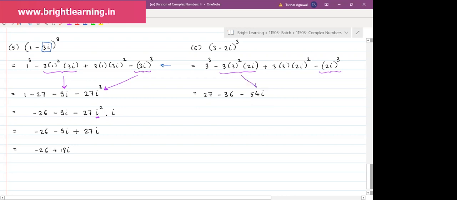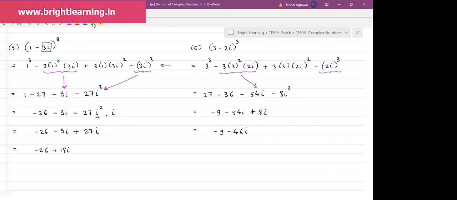This term I have calculated. And these are 27, these are 54. And the last term is minus 8i cube, which is actually plus 8i. This is minus 9 minus 54i, and so minus 8i and i square. So i square will be negative 1. So let's change the sign. So the final answer is minus 9 minus 46 times i.